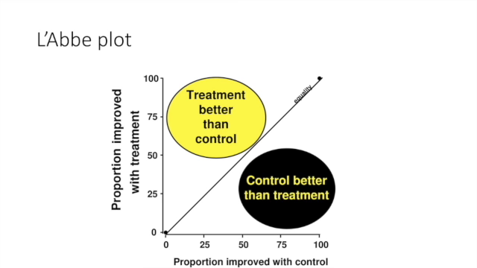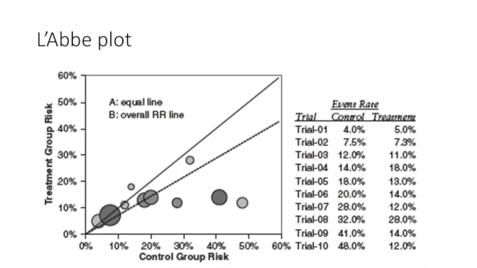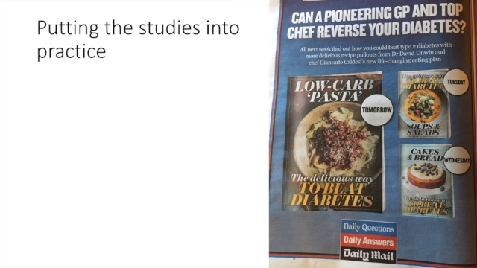Similarly, the L'Abbé plot. I apologise to anyone speaking French if I got that wrong. Please put a comment below if you can correct me on this. And so again, we've got an equality line. Treatment better than control is above the line, and control better than treatment is below. Likewise, we get a series of circles. Okay, again, the larger the circles, the greater power that study has.